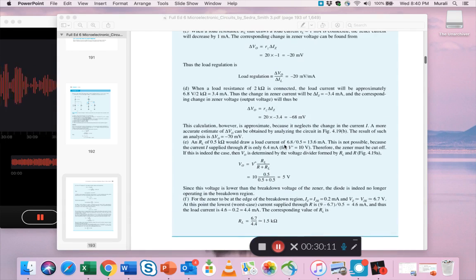Okay, and in the last step he finds that we are not in the Zener region anymore. So follow this. If you have any questions, let me know. Okay, I'm going to stop now.